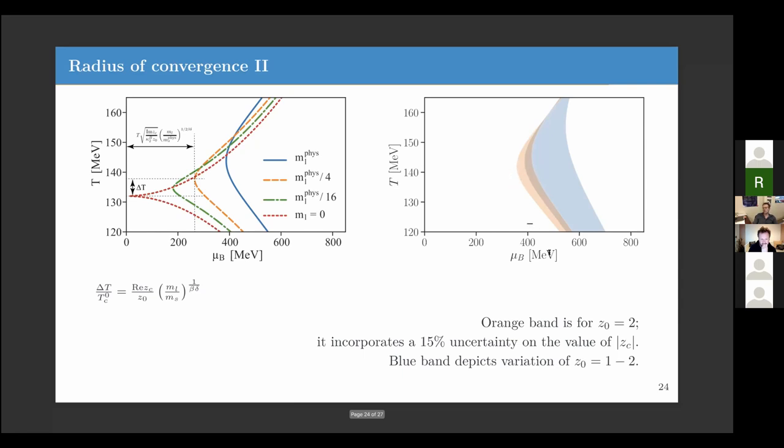So I would like also to vary a little bit the value of ZC to show you this uncertainty, although the ZC was defined with very good precision for all four universality classes in three dimensions. So the greatest uncertainty is coming from the non-universal parameter Z0. I varied this from 1 to 2, and it is shown here by this blue band. And this essentially tells you the dependence of the radius of convergence as a function of temperature.